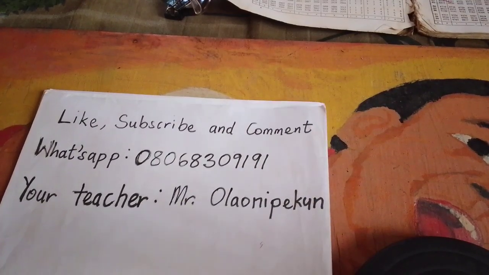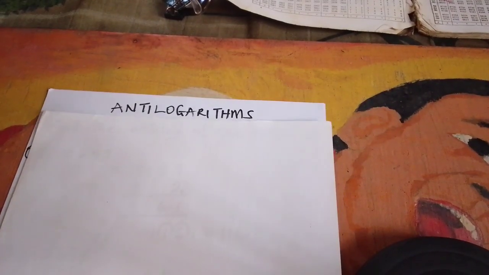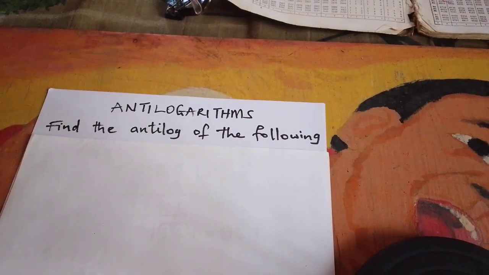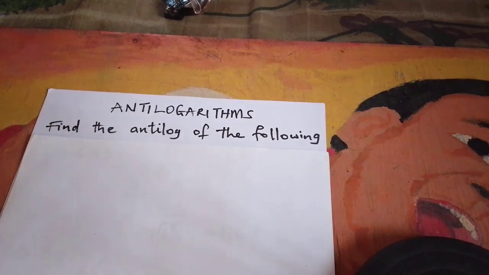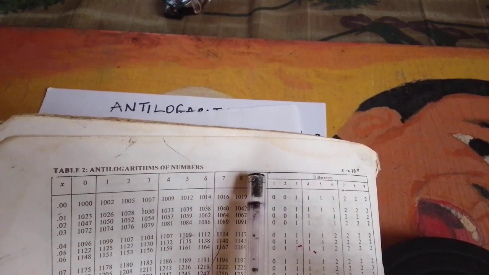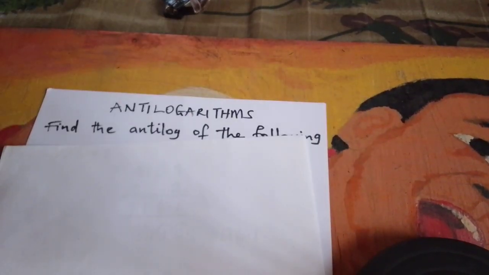Today we want to learn how to use the anti-logarithm table. Now let's look at this. Find the antilog of the following. When you are using the logarithm table, you have it in your formula table. You open to the page where you have the anti-logarithm of numbers. So that's what you use. Now number one, you are told to find the antilog of 2.0649.